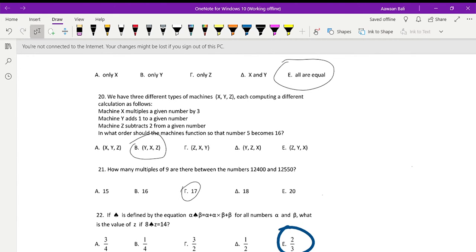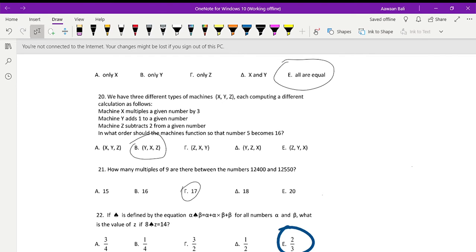Question number 20. We have 3 different types of machines, each computing a different calculation as follows. Machine X multiplies a given number by 3. Machine Y adds 1 to a given number. And machine Z subtracts 2 from a given number. So in what order should the machines function so that the number 5 becomes 16?